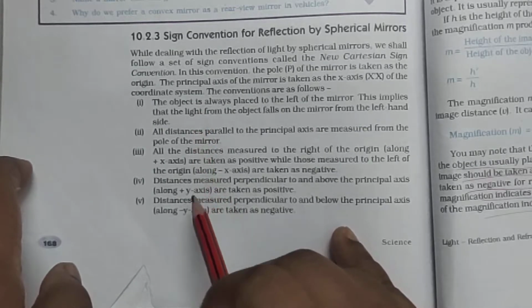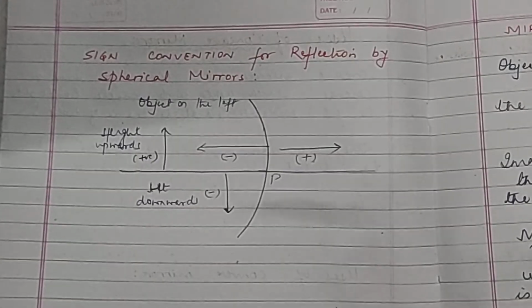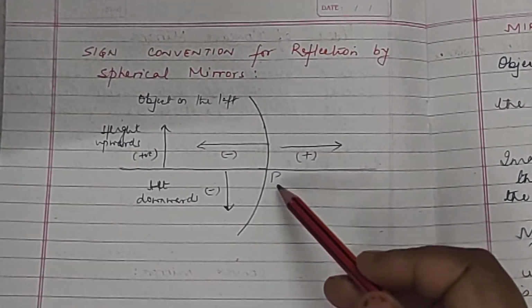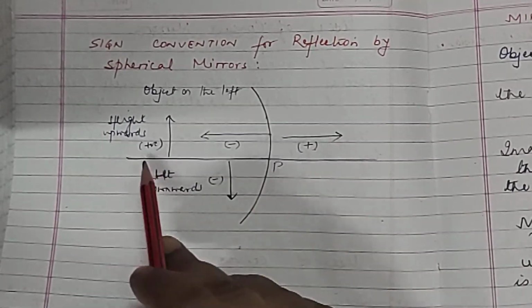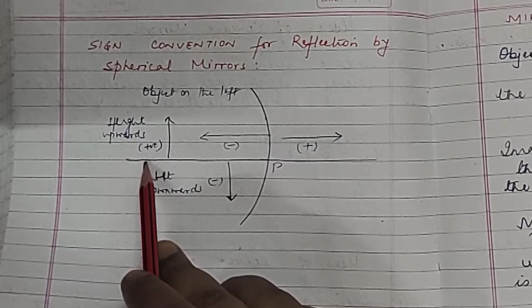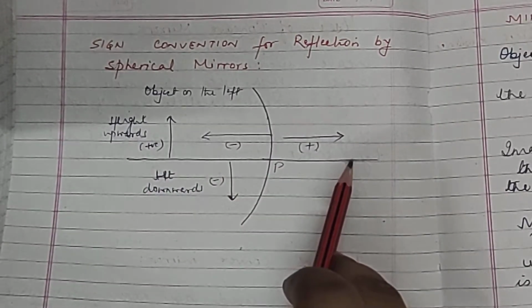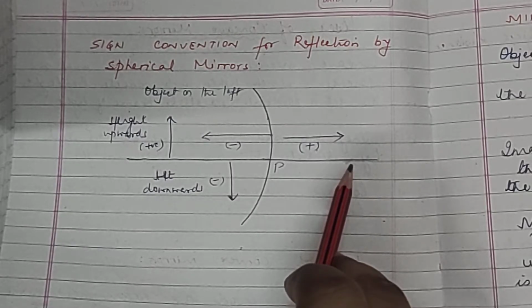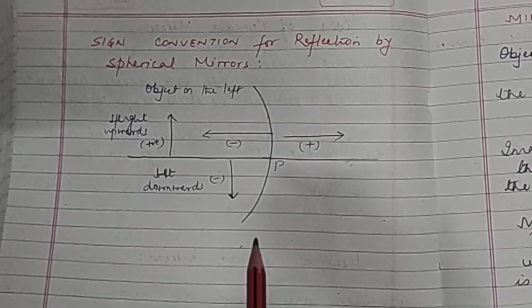Now let us understand what the various conventions are. Just try to understand. Suppose this is a mirror, a spherical mirror. We have just discussed that the principal axis, suppose this is the principal axis, is taken as the x-axis. You all have studied coordinate geometry in class 9th. It is just like that only. You just have to understand it.